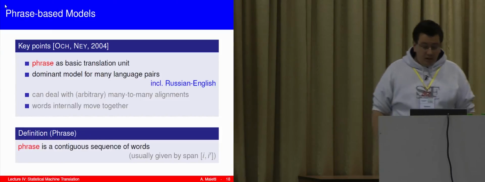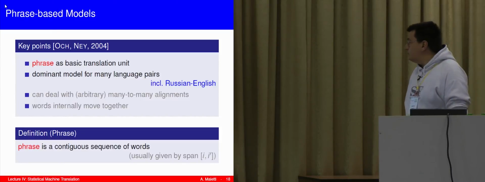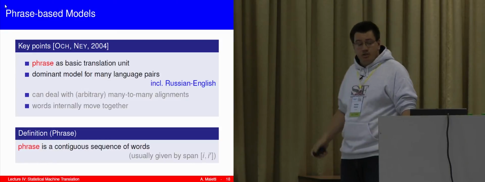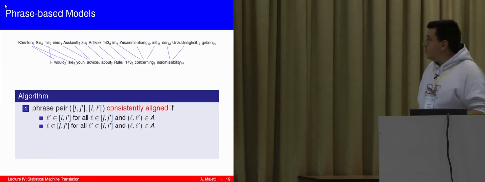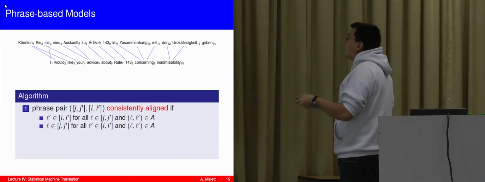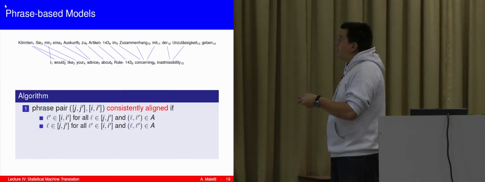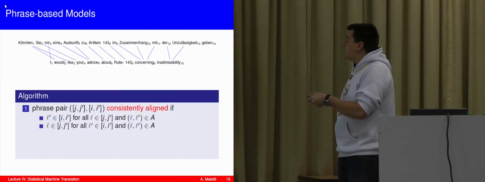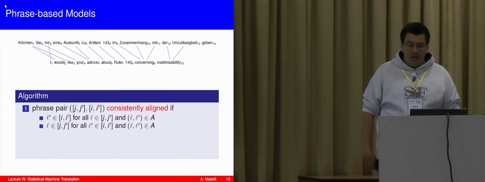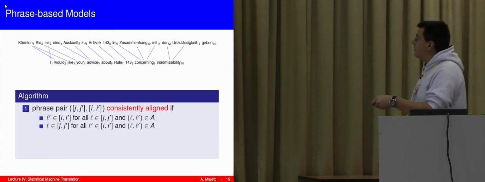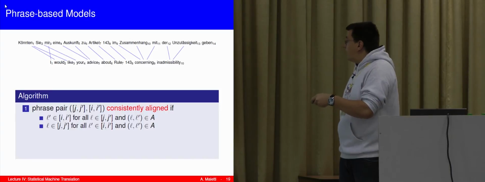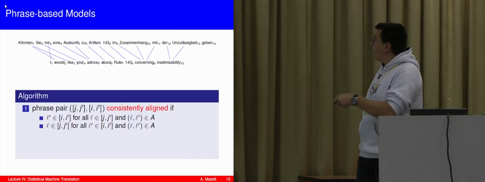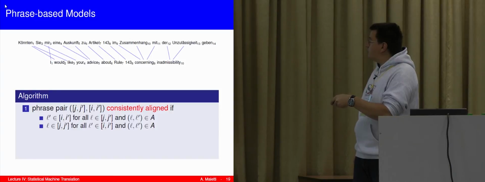So a phrase is simply nothing else than a contiguous sequence of words. So it's a span in your original sentence. So the main definition, and actually the only one for phrase-based models, is when can you extract a phrase pair? And a phrase pair is just 2 spans. That's called consistently aligned if all the indices in the one span, from i to i', and for all indices in this other span, j to j', so this is just an alignment.